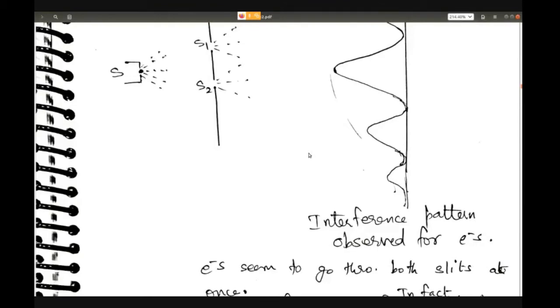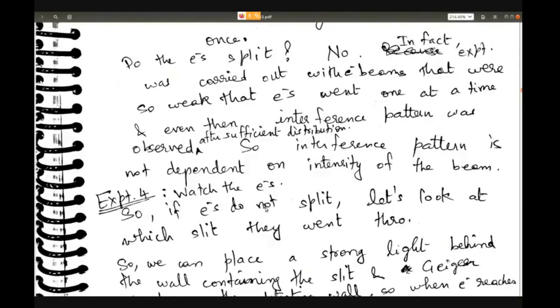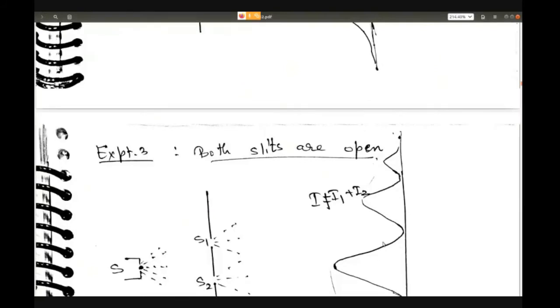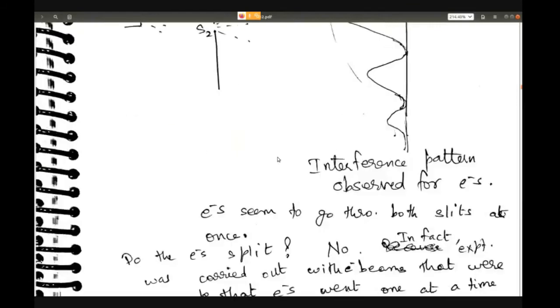So we can do a fourth experiment to watch the electrons. Because if electrons are not really splitting, since even when they're going one by one you see the interference pattern, let's watch the electron and see what it is doing. Watching the electrons means we have to look at which slit it is going through. Right now we are only looking at the final photographic plate, not at which slit the electron is going through. So maybe we can perform a fourth experiment where we look at which slit the electron goes through.